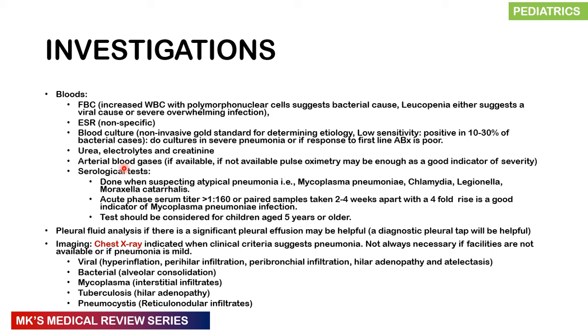In some cases where we are suspecting atypical pneumonia, such as Mycoplasma pneumoniae, Chlamydia, Legionella, Moraxella catarrhalis, we can order serological tests. In the acute phase, if you get a titer that's greater than 1 to 160, or if you get 2 samples that are about 2 to 4 weeks apart and there's a 4-fold rise in the sample that is 2 to 4 weeks apart, then this is a good indicator that a patient may have Mycoplasma pneumoniae. Remember, you should consider this in children that are aged 5 years or older, especially those that are going to school.